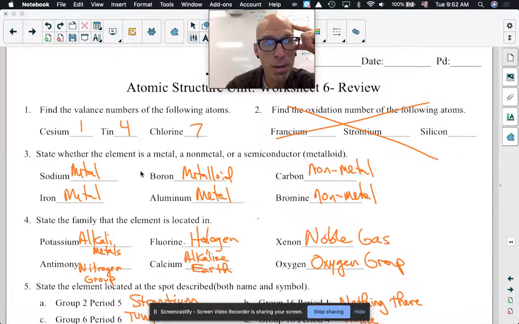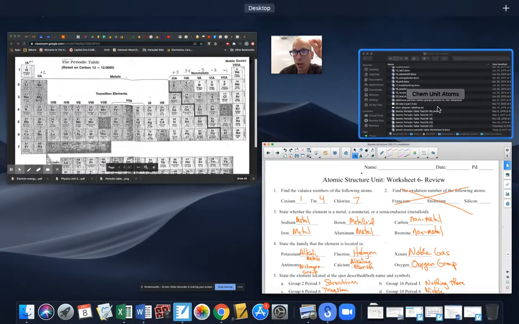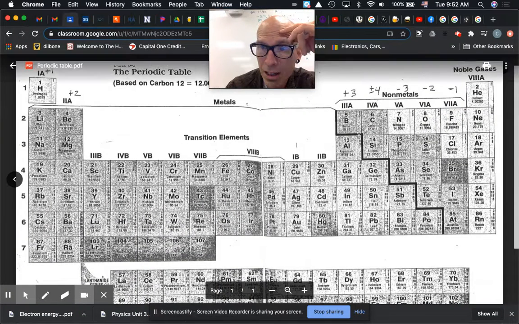Now, back to this. You're supposed to state whether these elements are metals, nonmetals, or metalloids, which leads us back to the table. You're supposed to know that this stair-step line here is the border between the metals on the left over here. Notice it says metals right here. Those are the metals, with the exception of hydrogen. And then the nonmetals are on the right side, and the metalloids are on the stair step.